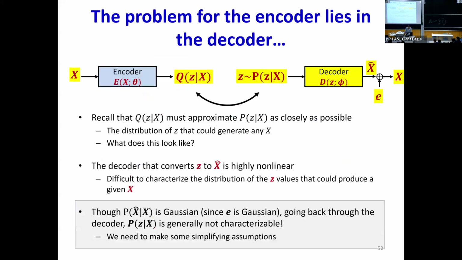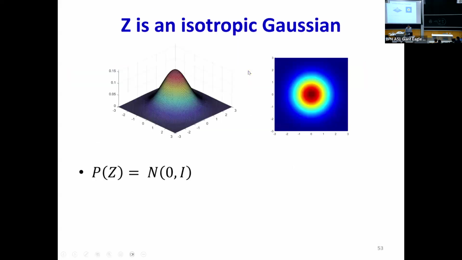And here's how we will do it. We know that the distribution of X given X hat is Gaussian. Why? X hat is the output of the decoder, and all you're doing is adding a Gaussian noise E to it to get X. So P of X given X hat is Gaussian, right? It's just that going back and characterizing P of Z given X is not possible. But let's look at a standard Gaussian. We know that the overall distribution of P of Z is a standard Gaussian.